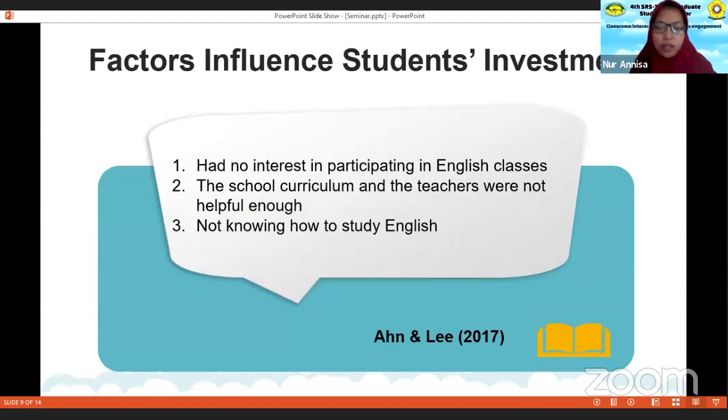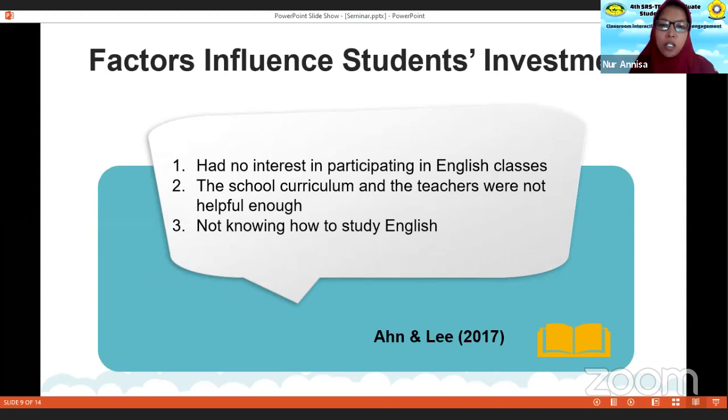In investment, there are some factors that influence students. The first is from Ahn and Lee. They conducted a study of senior high school students in South Korea. They wanted to know why students in South Korea do not invest in language learning, while most students in Korea have already recognized that English is important for their future careers.